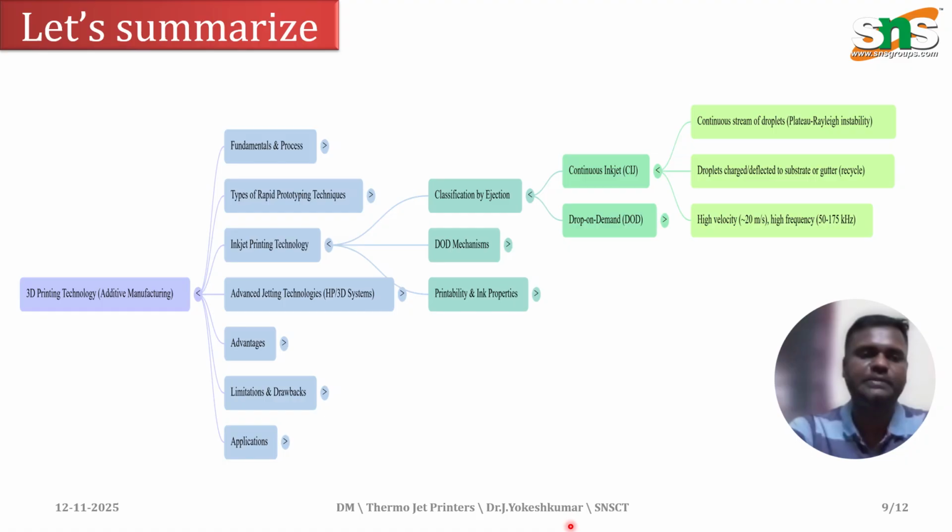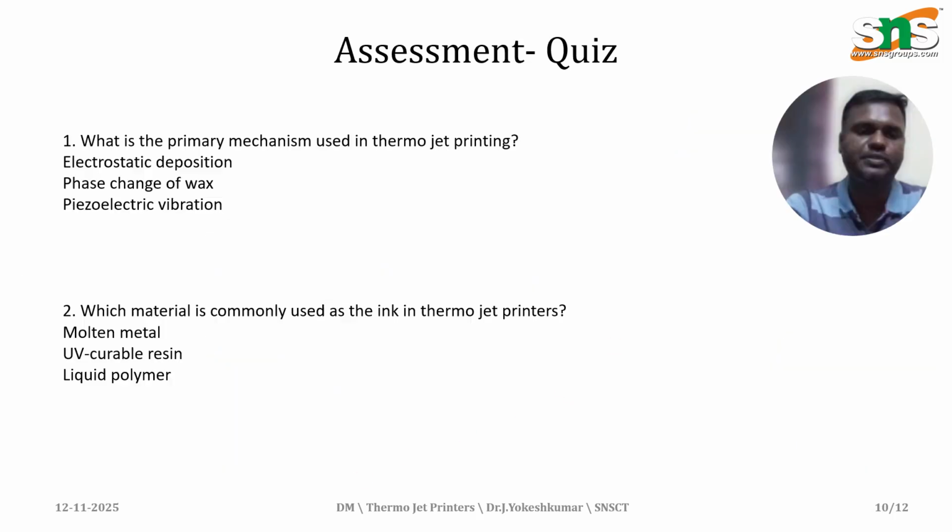So let us summarize the 3D printing technology. We have inkjet printing technology. Under this classification, we have continuous and drop on demand. Under continuous, we have continuous stream, droplets, and high velocity processes.